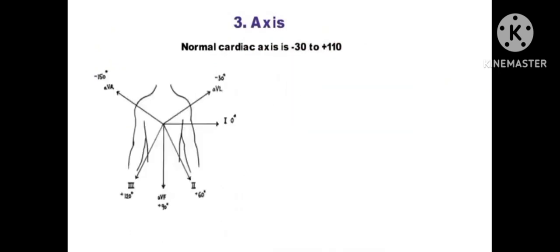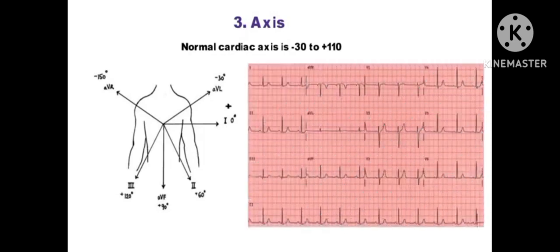And to know about the axis, we first need to know about the 12 lead ECG. There are 3 bipolar leads, which are lead 1, lead 2 and lead 3, and 3 unipolar augmented voltage leads, that is AVR, AVL and AVF, and there are 6 chest leads which are from V1 to V6. Now to calculate the axis, most commonly we use perpendicular leads, that is lead 1 and AVF.